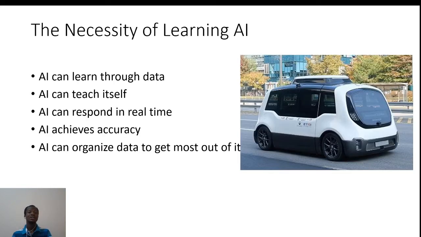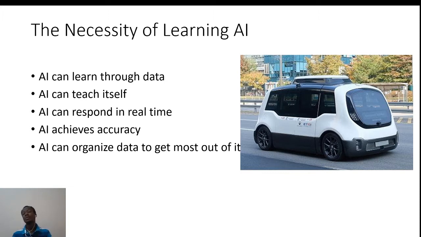AI, what can it do, and why do we need it? AI can learn through data. In other words, all we need is data. You went out, you came back in. You went out, you came back in. The computer has learned that you can go in and out. AI can teach itself. That way, it has learned that if someone is doing that, it means they're going out and coming back in.